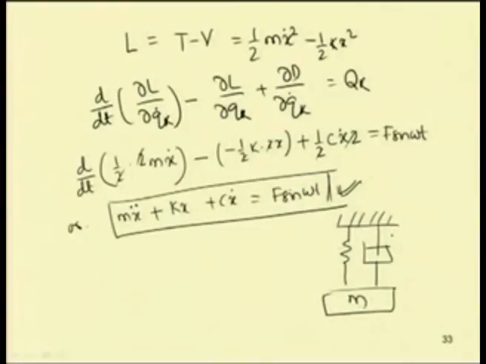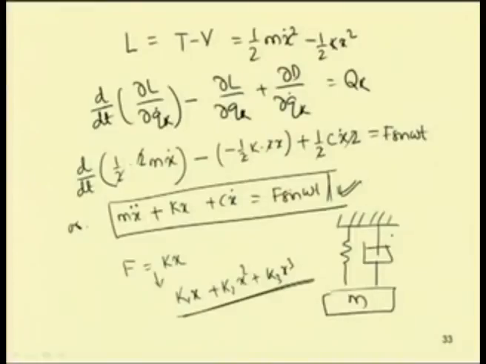So the spring force, which was previously F equal to Kx, one can replace by K1 x plus K2 x square plus K3 x cube, or using other nonlinear terms. So by using this extended Hamilton principle or the Lagrange principle, taking this spring force equal to this, one can derive the equation of motion which can be of this form.